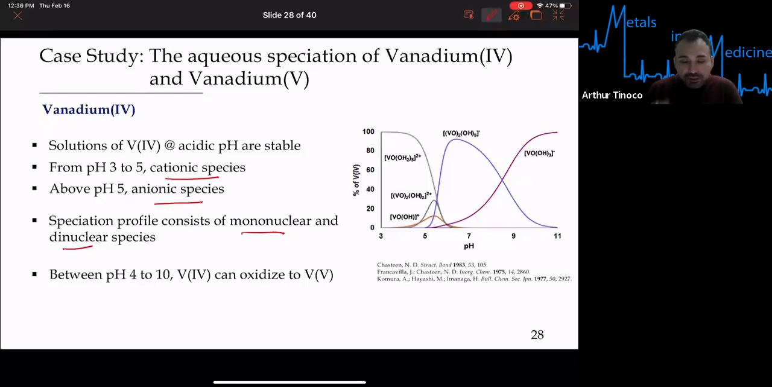Now, also very important, although that's not illustrated in the figure, is that between a pH of 4 to pH of 10, the vanadium 4 has the capacity to be oxidized to vanadium 5. So it has that capacity, let's say if you open up to the air. But if you're looking at vanadium 4, let's say within the cellular environment, cells are quite reducing. So vanadium 4 is likely to exist as vanadium 4 throughout the whole pH range.